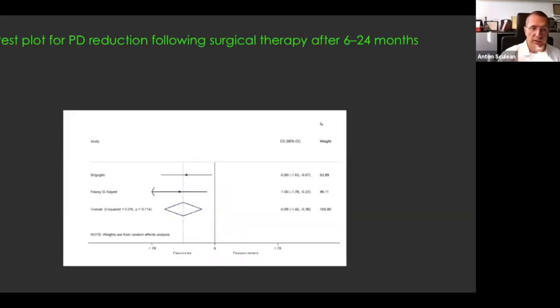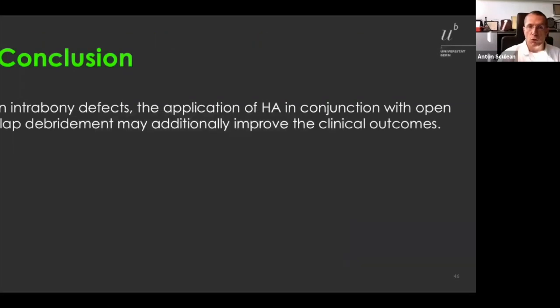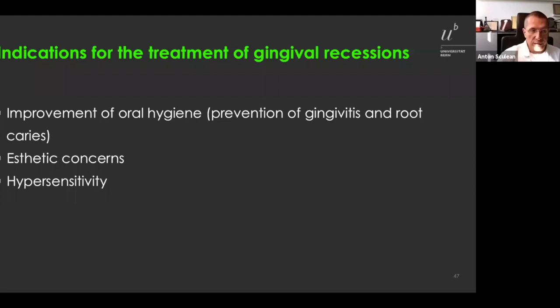And if you look at probing depth reduction, again the same, a statistically significant benefit for the application of hyaluronic acid. So in conclusion, in intrabony defects, the application of hyaluronic acid may additionally improve the outcome of periodontal surgery. So then we moved on, and I treated more than 80 patients with single or multiple recessions, because my wish is to have a material that we can use in order to treat soft tissue defects.